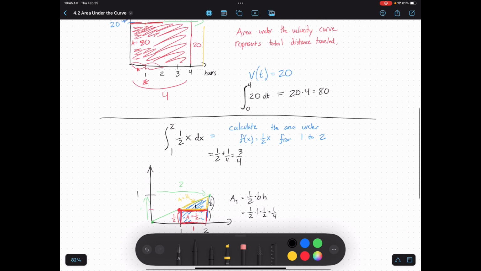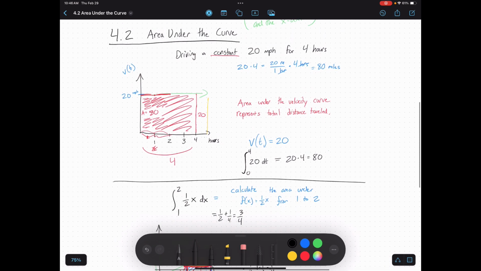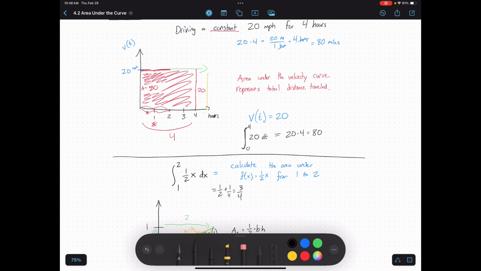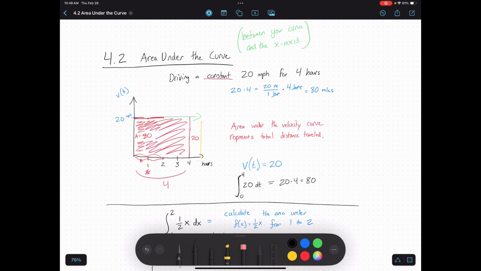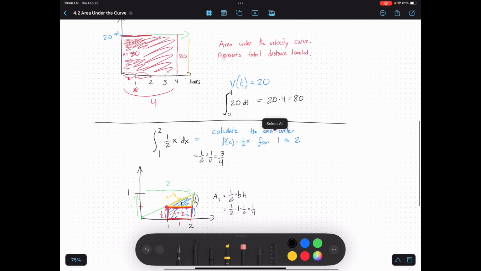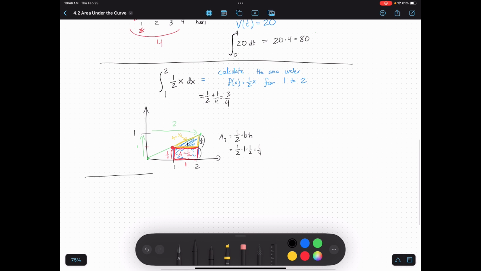And these simple geometric shapes, notice what did I have in common with these two examples to start out with? Both of my functions were linear, were straight lines, right? My first function was constant, which was just a horizontal line. And my second function was linear, which means it was just a straight line. So if my function's ever a straight line, then the area under the curve is going to be a nice, simple geometric shape. But what if it's not?